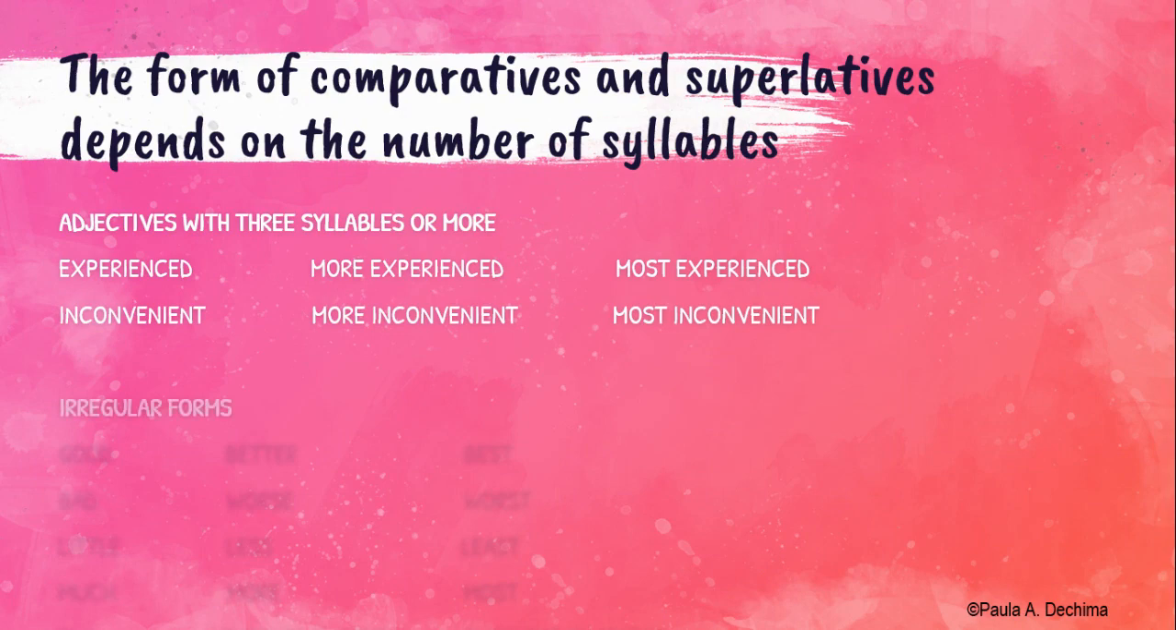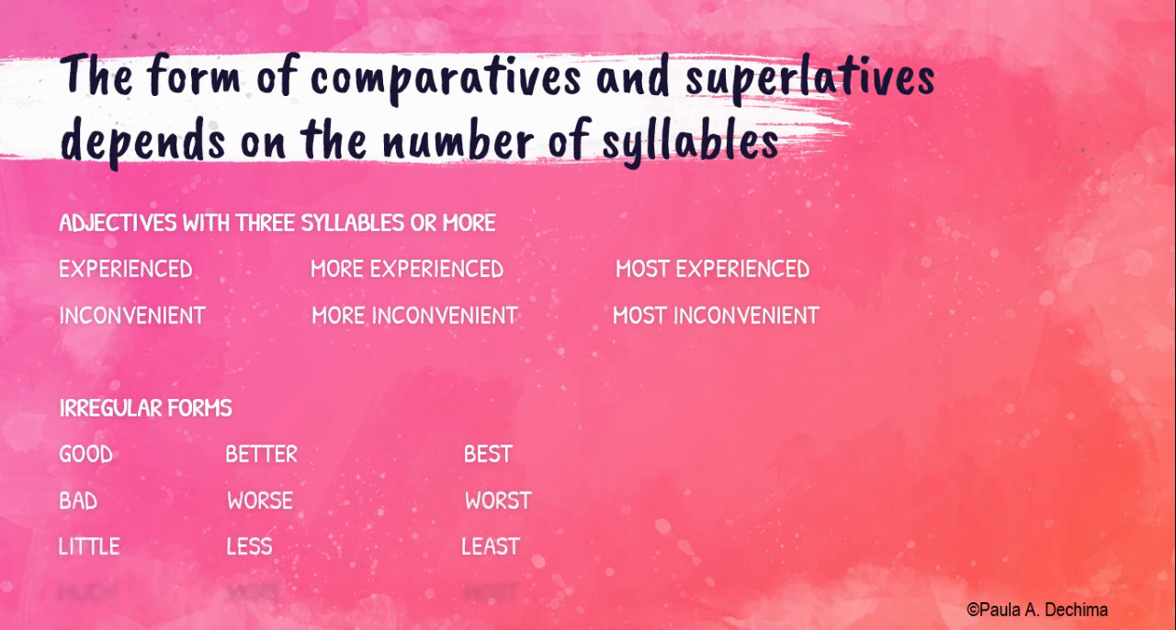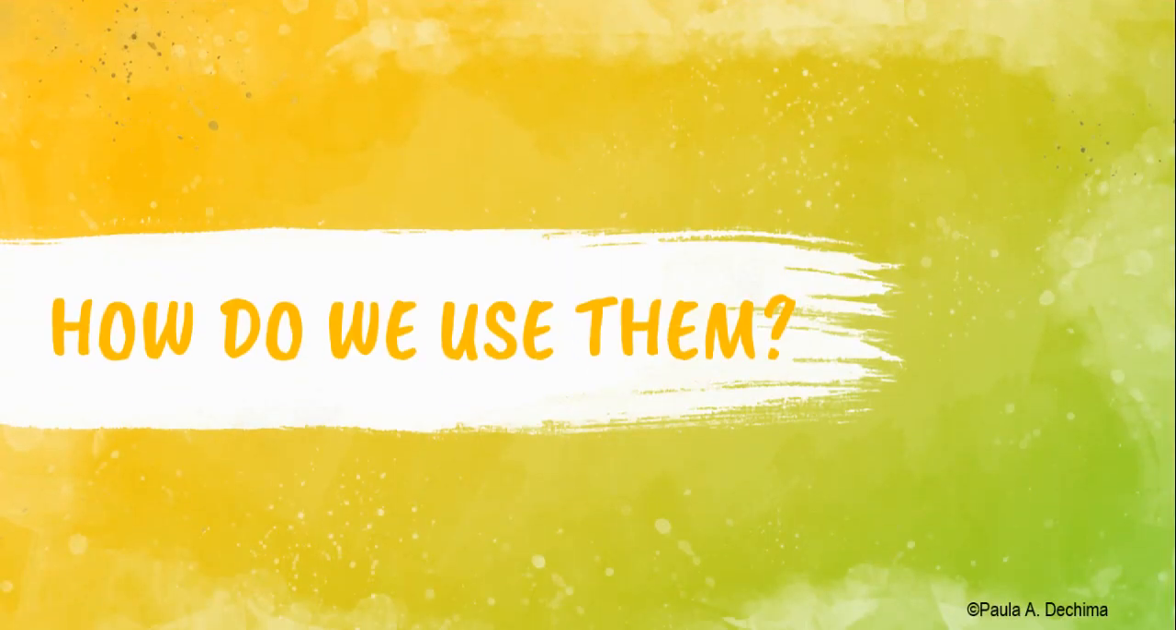Be careful because there are irregular forms, such as good, better, and best; bad, worse, and worst; little, less, least; much, more, most; far, further or farther, and furthest or farthest.